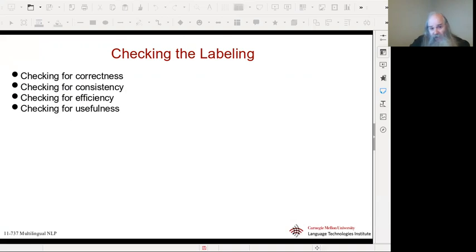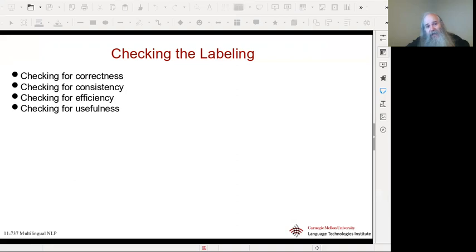We want to make sure that they are efficient in doing it, and we're not wasting their time and our time in order to be able to get the right result. And we also want to make sure that the labeling that we're doing actually helps something downstream. Is there something that you can use this labeling for that shows that it's actually valuable?